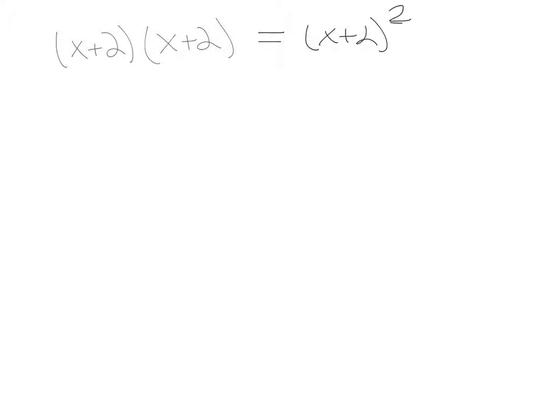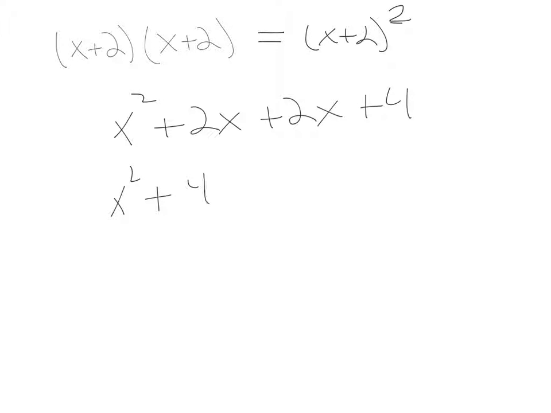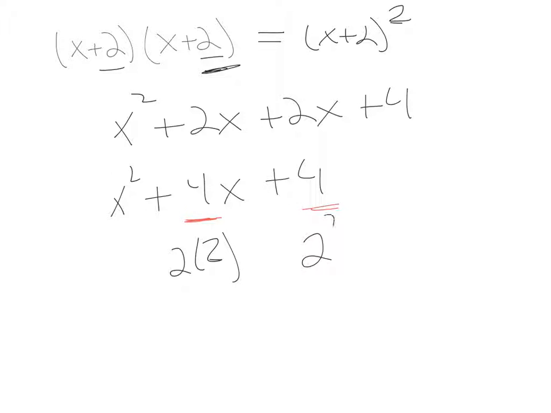When we do the FOIL on this binomial multiplication, we end up with x squared plus 2x plus 2x plus 4. When we finish that, we get x squared plus 4x plus 4. Every perfect square trinomial like this is going to have two features. The b is going to be 2 times whatever these values are, so 2 times 2 in this case. And the c is going to be this value squared, so 2 to the second power.